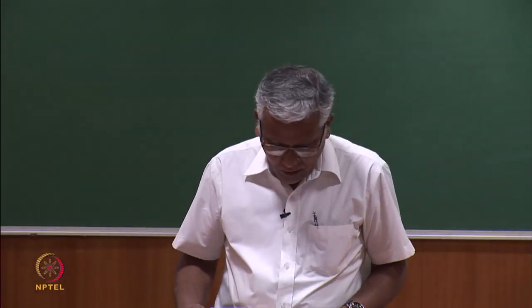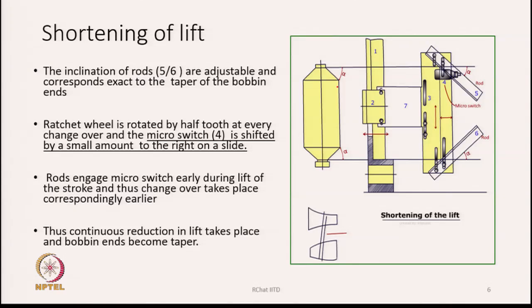The inclination of the rods 5 and 6 here, as we have shown earlier, is adjustable and corresponds exactly to the taper of the bobbin. Whatever the angle alpha of the taper of the bobbin is, the inclination angle of these rods is also exactly alpha. They should always match. So whatever alpha is in the inclined rods, the same inclination will be there in the final bobbin also.